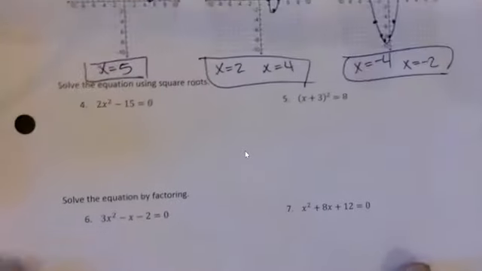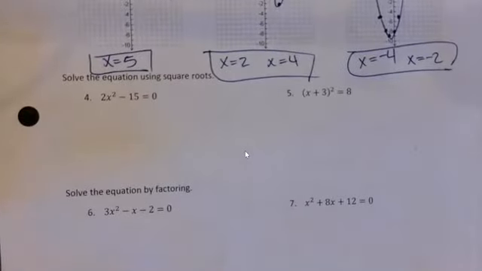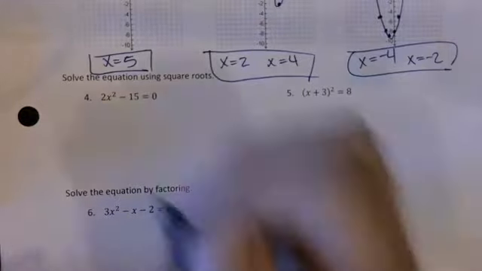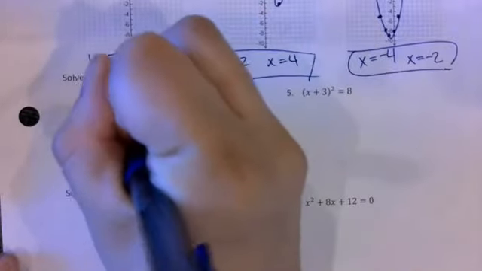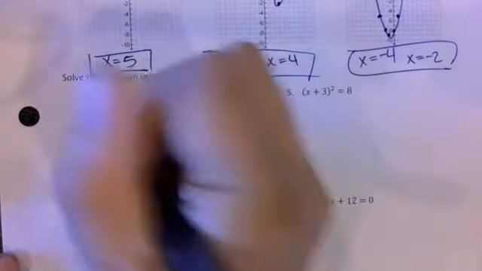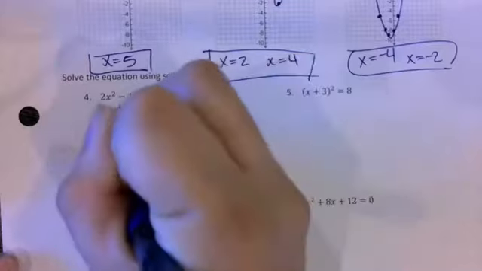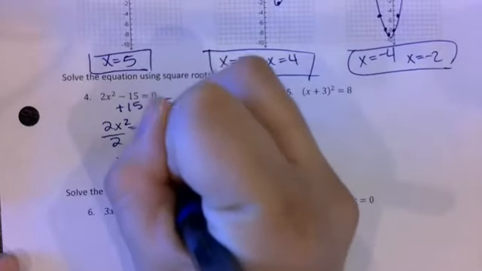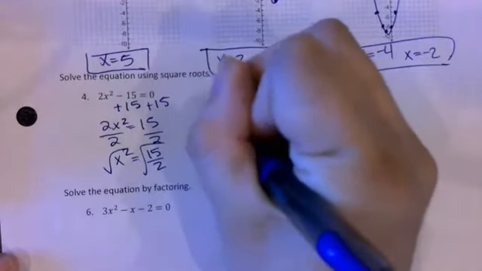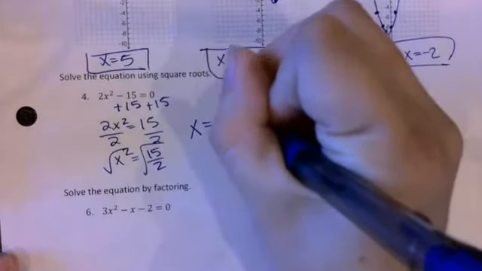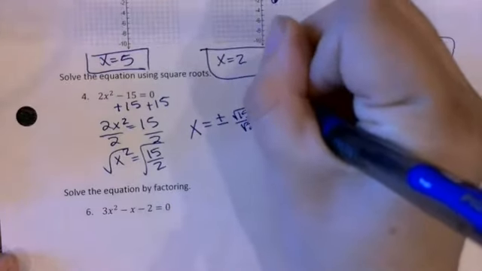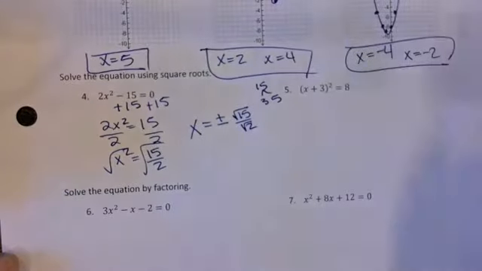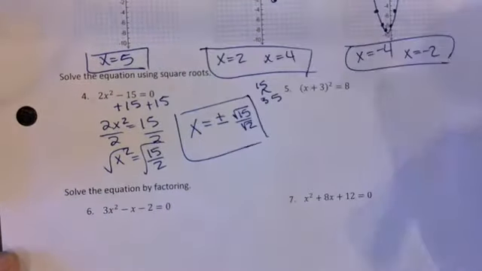Okay, this one wants me to solve using square roots, so what I want to do is first get the variable alone. I'm going to add 15 on both sides. I have 2x squared equals 15. I divide both sides by 2. I get x squared equals 15 halves. I go and take the square root of both sides. Since I took the square root, it's going to be plus and minus the square root of 15 over the square root of 2. I can try my factor tree, but it doesn't work, so it just stays radicals.